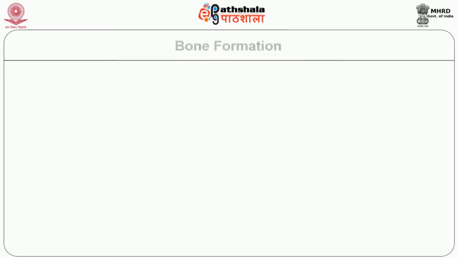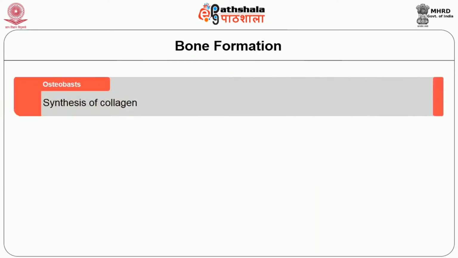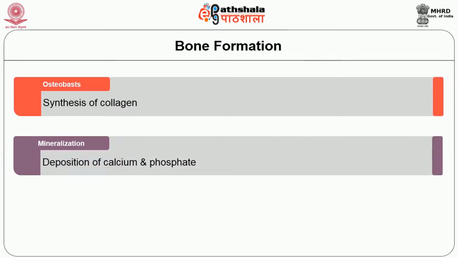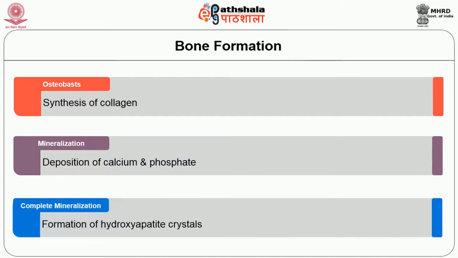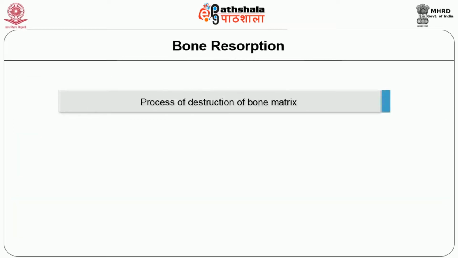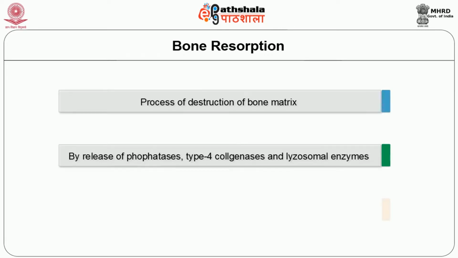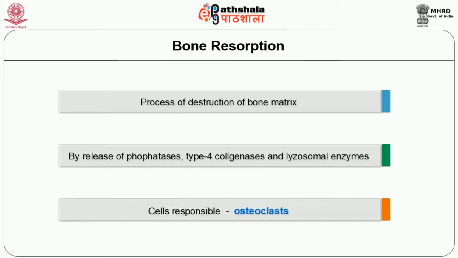Coming to the process of bone formation, we already know that the collagen is synthesized by the osteoblasts. In this collagen, the minerals like calcium and phosphates are deposited. This process is called mineralization. The minerals thus formed later change into hydroxyapatite crystals. This process is known as complete mineralization. Bone resorption is a process where the bone matrix gets destroyed or lysed by the release of enzymes like phosphatases, collagenases, etc. Here, the cells responsible for this process are osteoclasts.